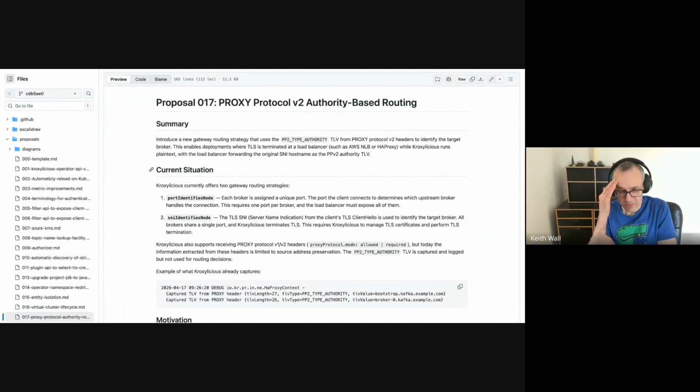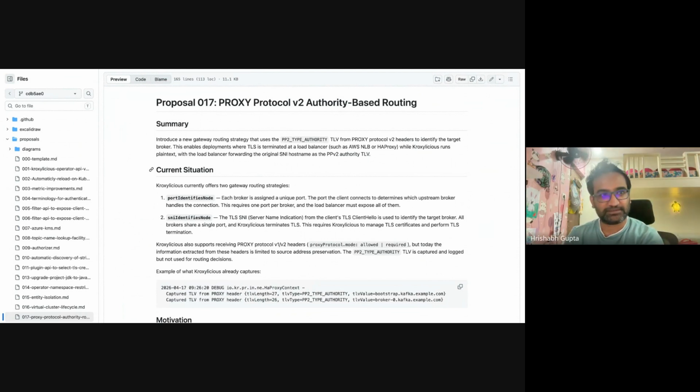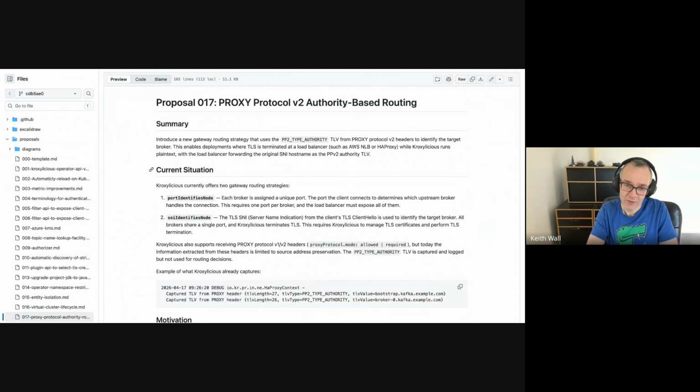Right. So let me just see if I understood that right. In this scenario, TLS terminates at the load balancer, and then you use this proxy protocol V2 to transport the host name information to the Kroxylicious proxy. Correct. Yeah. Okay. Right. Okay. Great.